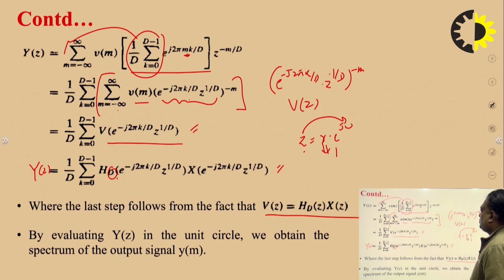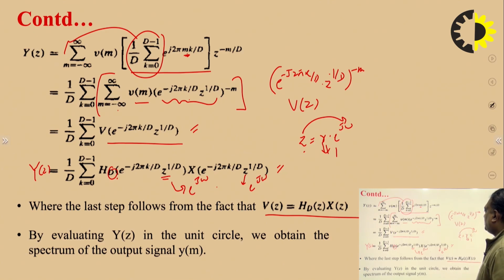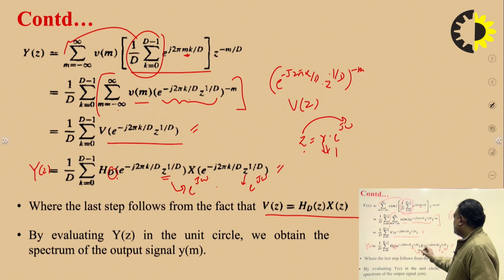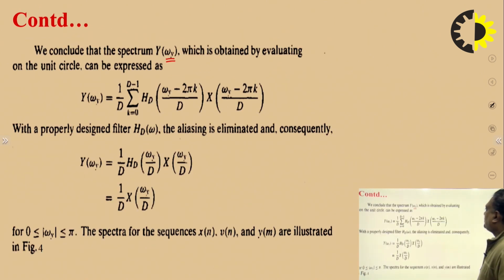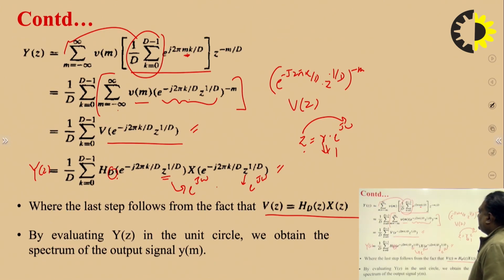1 by D summation k equals 0 to D minus 1, H_D e to the power minus j 2 pi k by D. In place of z, you write e to the power j omega in both places, and then take common. So this becomes H_D, z equals e to the power j omega by D. When you take common 1 by D, it becomes omega minus 2 pi k. So you can say this is omega y minus 2 pi k by D. And similarly here, this is basically the notation.